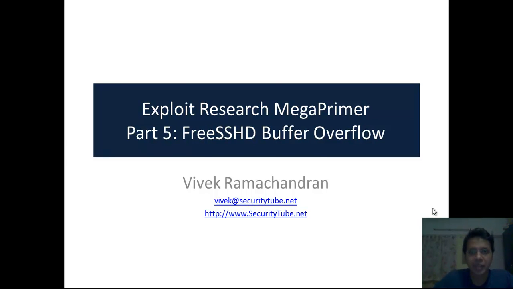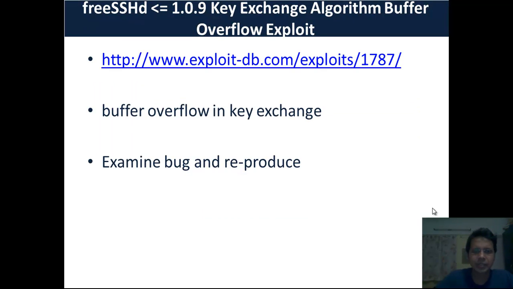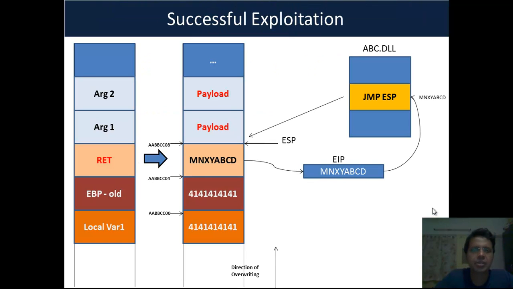Okay, so let's begin. In this video we will look at how to exploit a vulnerability in the Freesshd server, and this vulnerability exists in the key exchange algorithm and causes a buffer overflow. I have given you the link to the ExploitDB vulnerability disclosure. Have a look at that, and after that we'll try to reproduce this bug, and we would use the exact same technique, which is basically the jump to ESP.